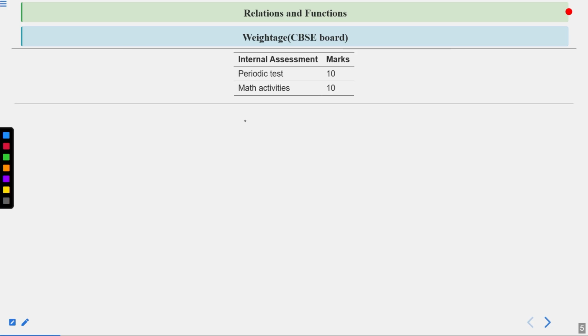Now what about the other remaining 20 marks? So the theory will be of 18 marks. Now the 20 remaining marks will be given by the internal assessments, the periodic test and math activities, depending on your school. Clear?